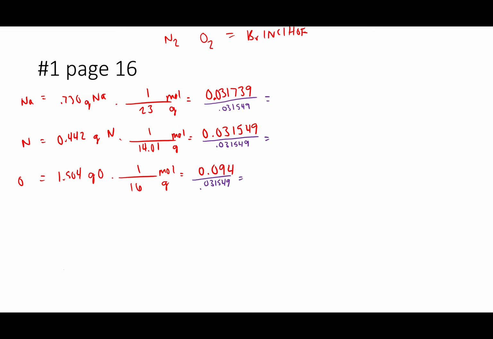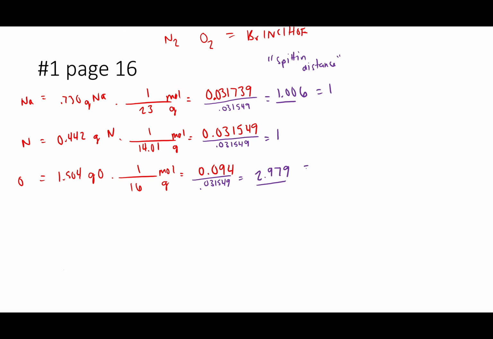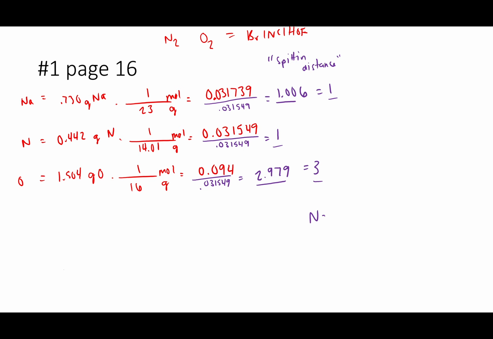When I divide by the smallest, this gives me 1.006. This does give me 1, and this gives me 2.979. So here is where I look for spitting distance. If all of my values are within spitting distance, I'm in the clear. 1.00 is 1. 2.97 is 3. So now that I have whole numbers, my chemical formula is going to be NaNO3.